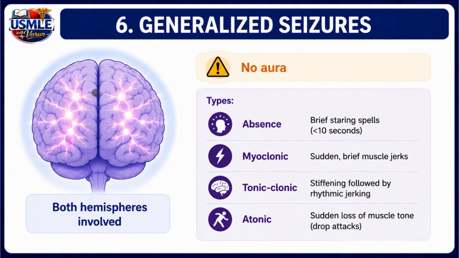In generalized seizures, abnormal electrical activity involves both cerebral hemispheres simultaneously. Because both hemispheres are affected from the beginning, patients usually do not experience an aura. Generalized seizures include absence seizures, myoclonic seizures, tonic-clonic seizures, and atonic seizures. Absence seizures are characterized by brief staring spells, usually lasting less than 10 seconds, whereas myoclonic seizures are characterized by sudden brief muscle jerks. Tonic-clonic seizures are characterized by stiffening followed by rhythmic jerking, whereas atonic seizures are characterized by sudden loss of muscle tone, which leads to recurrent falls or drop attacks.